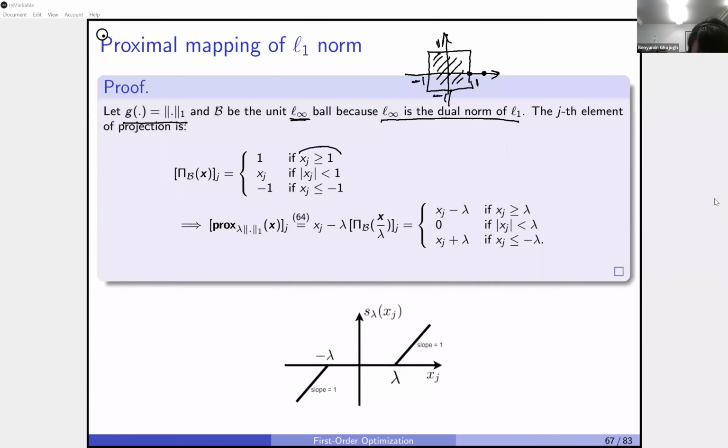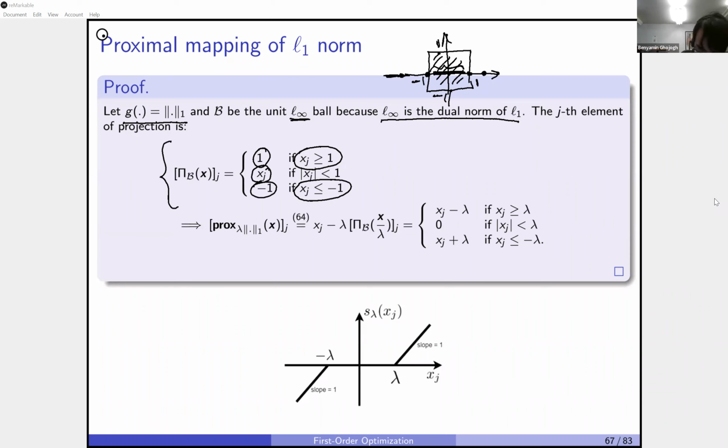So when xj is greater than or equal to 1, it becomes 1. Its projection is 1, right? When it's less than -1, its projection is -1. When it's in this region in between, it means we are inside the unit ball. Therefore, the projection becomes itself. Okay, so now we already talked about it by visualization.